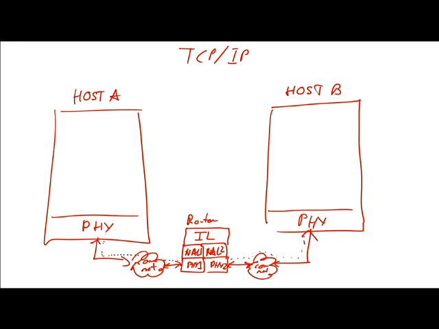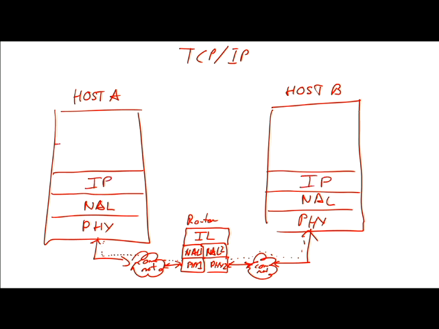But let's take a step back. How did we get there? So what ends up happening is both these hosts, you know, have symmetric configurations. Bless you. And then we have, you know, our TCP. And then this is our application layer.